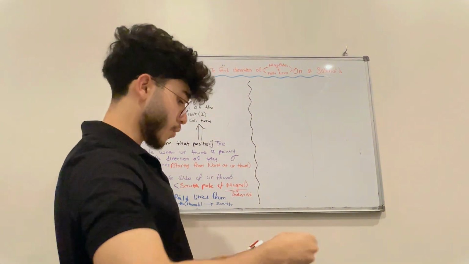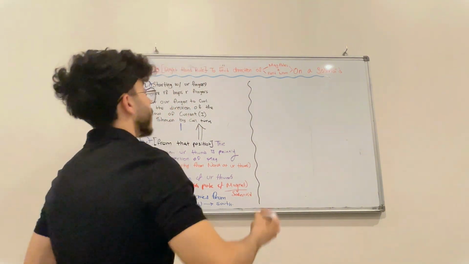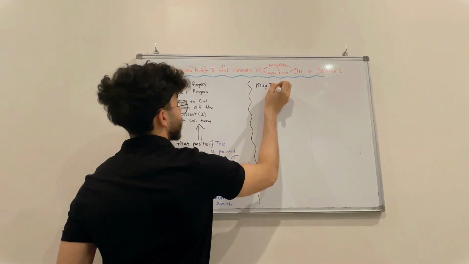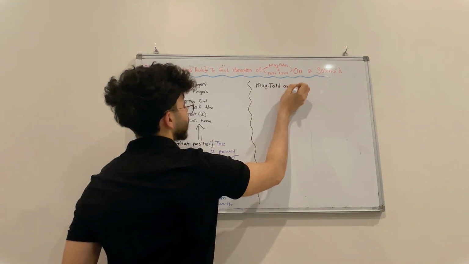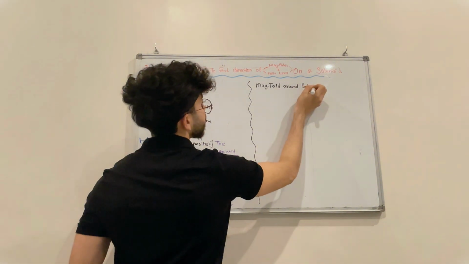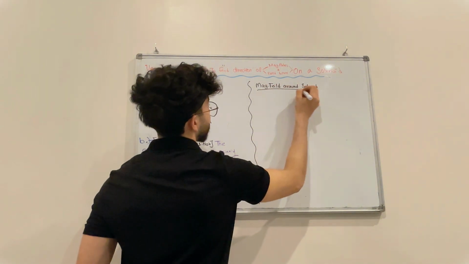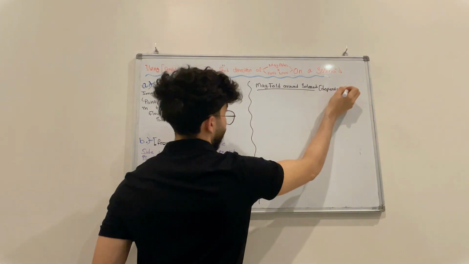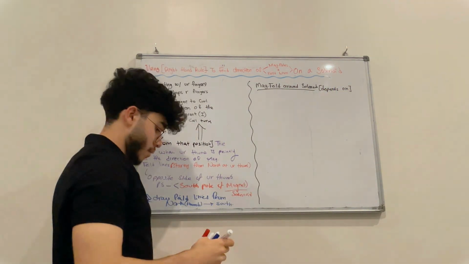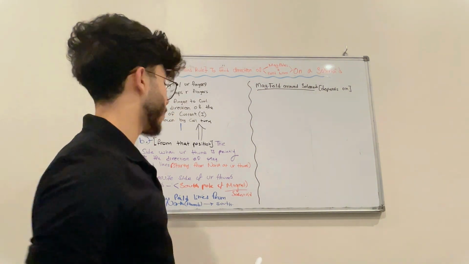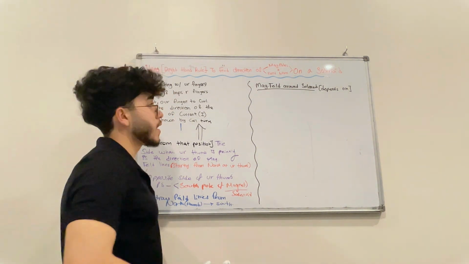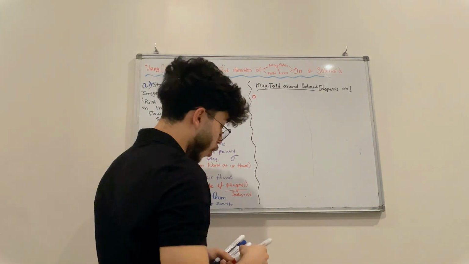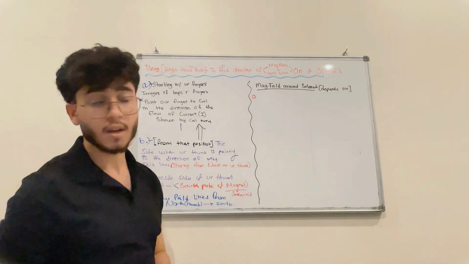Okay, so magnetic field around solenoid depends on a few things. Okay, let's go by them step by step. The first one, it depends on the amount of current supplied, okay?